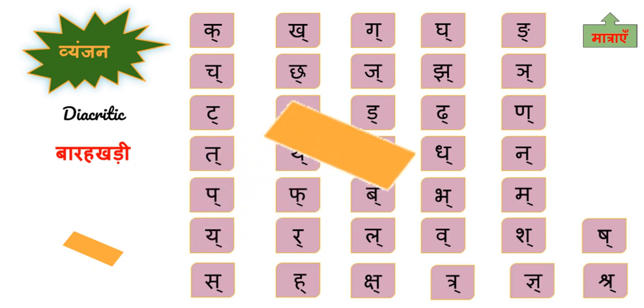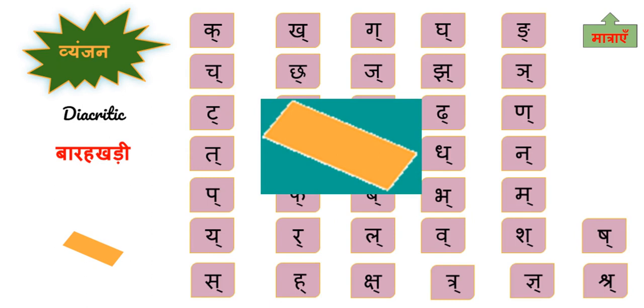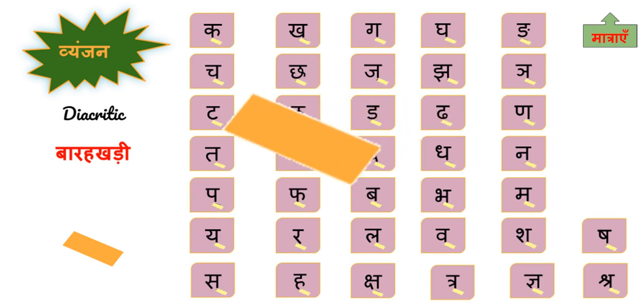This is the shape of halant. It will look like this, like a slanting line. This will be placed under each consonant to make it sound like half of the consonant sound without a sound in that, like k, k, g, k, etc.